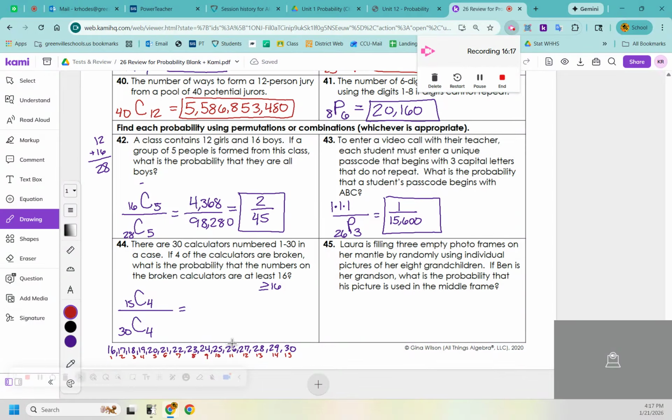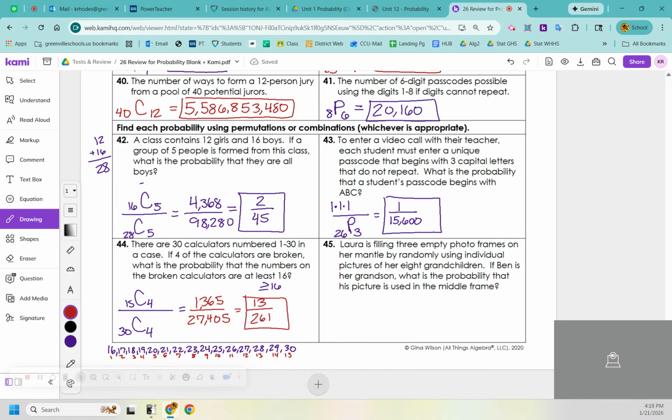So this is where the 15 number comes from. Out of these 15 calculators, if we only are looking at the 15 calculators that are labeled 16 or higher, how many ways can we choose those 4 to be broken? 15 choose 4. Put in the calculator, 1365. Okay, if you skip this step, just put it all in the calculator. But if you don't, I want to make sure you can get those numbers. This is where your partial credit on your test is coming from, though. So 13 over 261. All right.